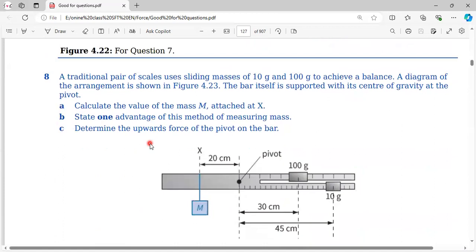So here is also another question. These are the traditional scales, right? If you remember the oldest type of scale, they actually use sliding masses, right? And we have to hang our object to be weighed on one side, and we have to balance it. So remove this 10 gram mass, slide it around here, 100 grams around here or here, then you can balance it out, right?